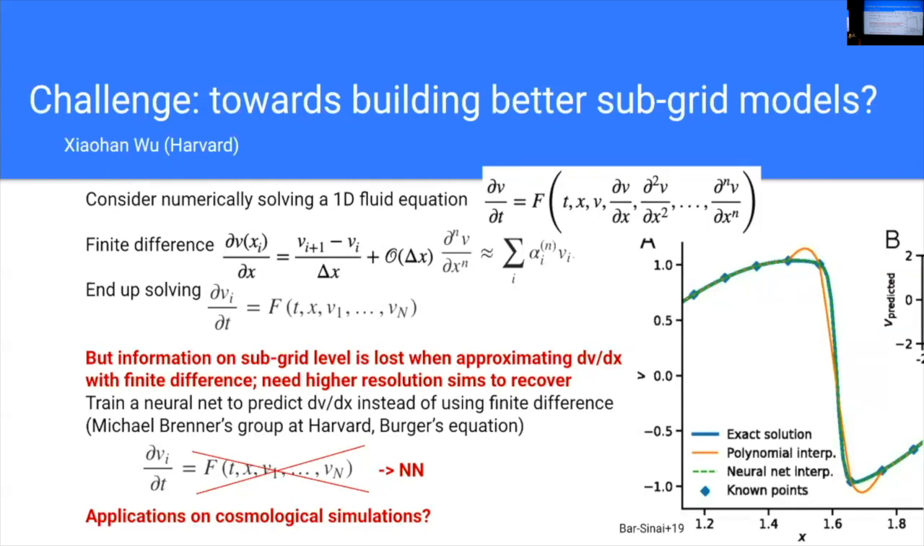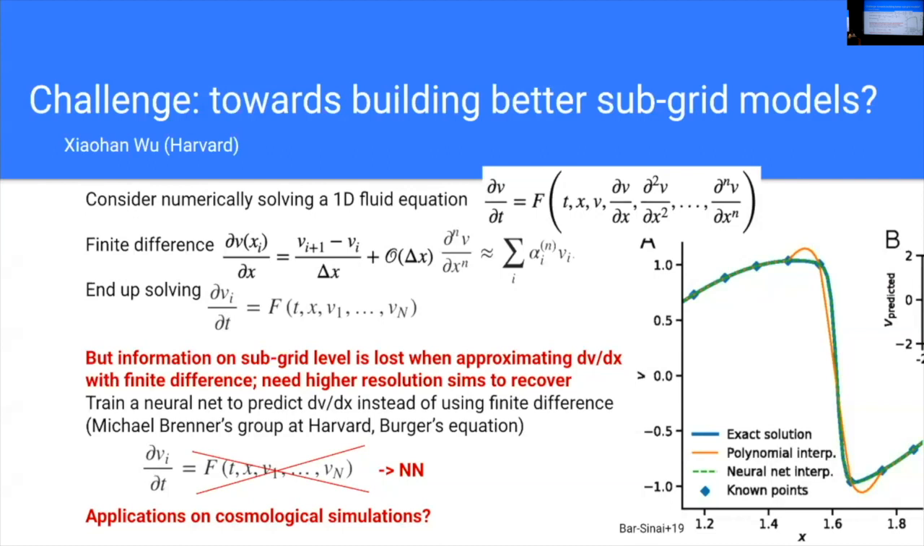So let's just consider solving a simple 1D fluid equation. And the time derivative of the velocity is a function of, say, time, position, the derivative, and the second derivative, etc. So in the simplest case, we can substitute the first derivative using the finite difference method.